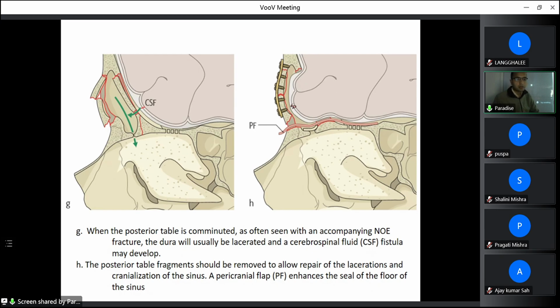You have to block the outflow tract. You have to remove the frontal sinus. Then you have to allow the brain parenchyma to herniate into the frontal sinus, and this process is known as cranialization. The cranium part, the intracranial part or the brain part, will herniate into the frontal sinus. It is known as cranialization of the sinus.